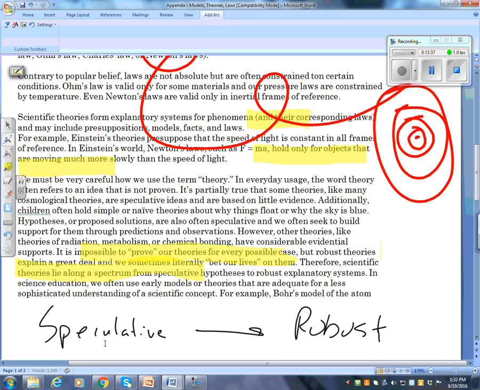Could speculative theories be discarded, Josh? Yeah, they might say, you know what, this really doesn't explain what's going on. We're going to get rid of this one.